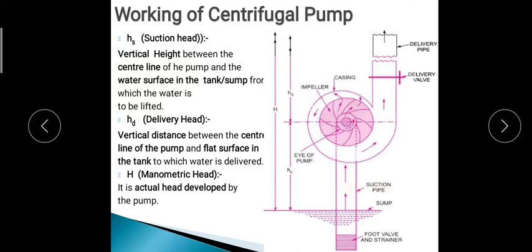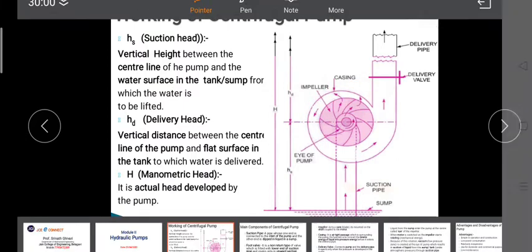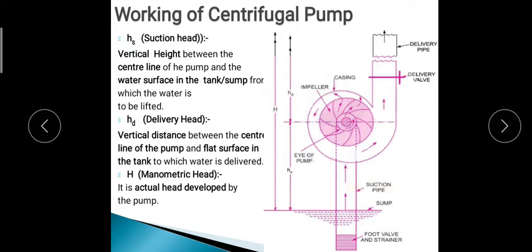before it goes into the delivery pipe, the velocity energy is completely converted into pressure energy. Or we can say that the kinetic energy of the fluid with which it has entered the impeller is converted into pressure energy when it flows over the casing, or the flow passage between the impeller and the casing. So here the kinetic energy of the liquid is converted into pressure energy.